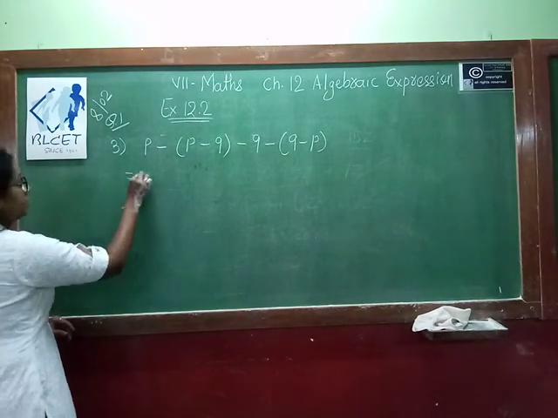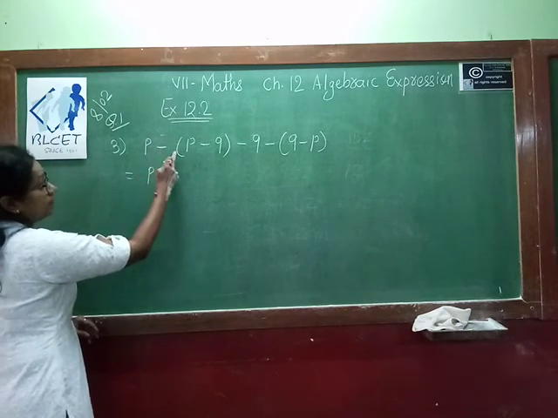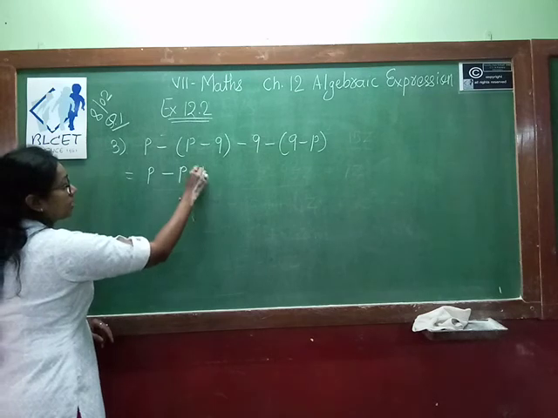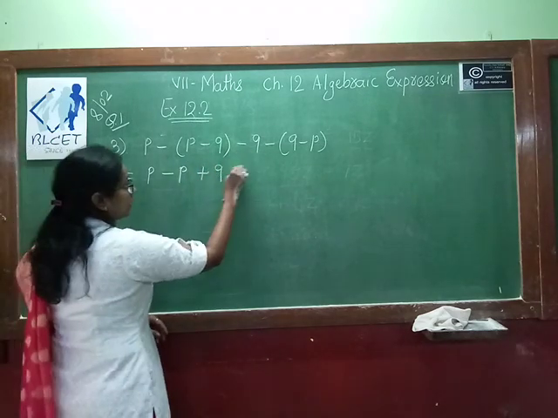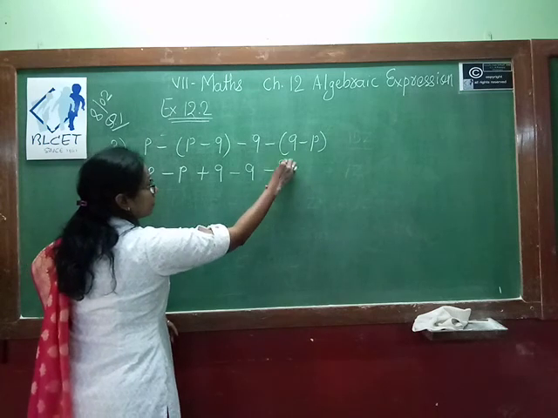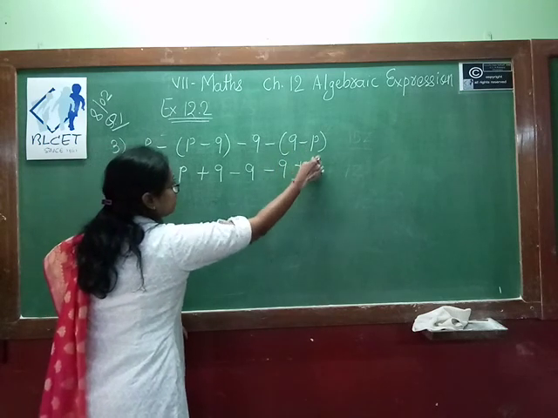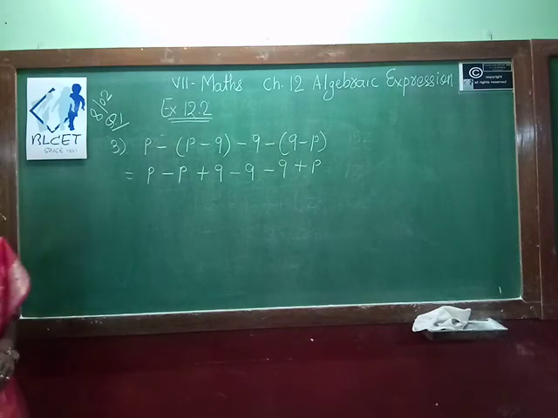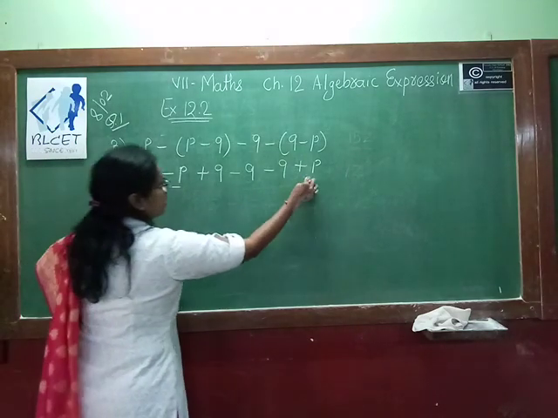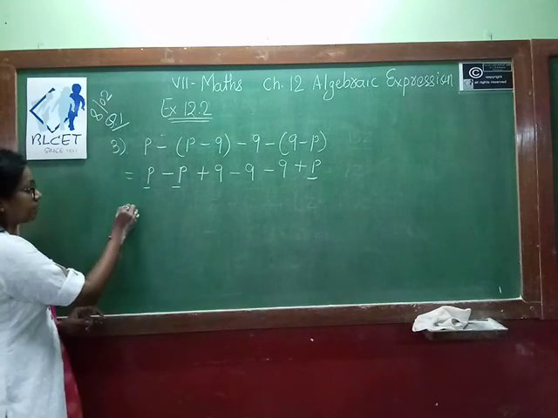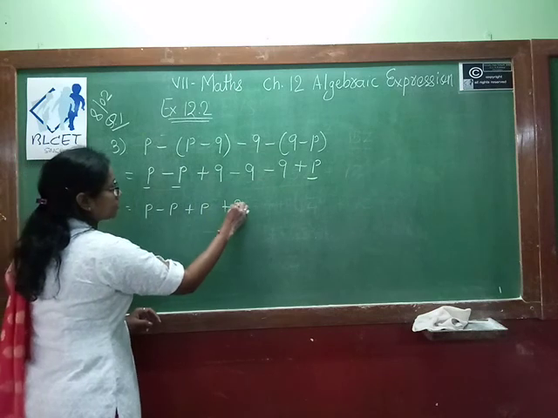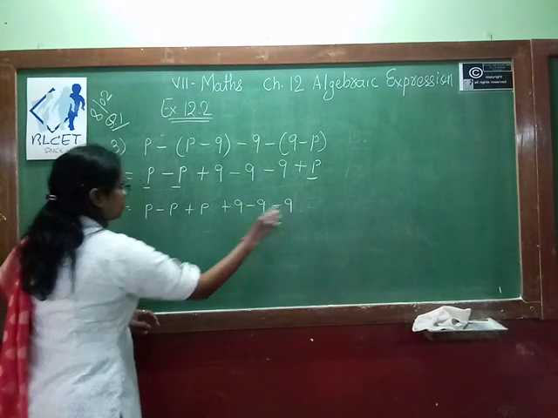So let's see, p minus bracket. If you open the bracket, this plus p becomes minus p and minus q becomes plus q. Then minus q minus bracket, if you open the bracket, plus q becomes minus q and this minus p becomes plus p. So now we find the like terms. p, minus p and plus p are like terms, so we will write them together. Then we have plus q minus q.